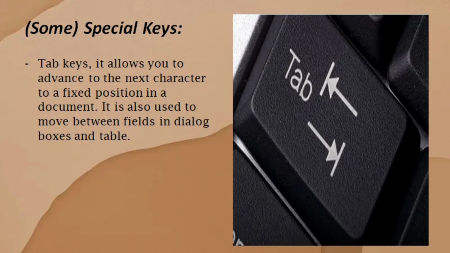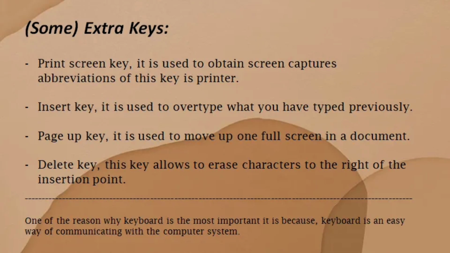Next, the tab key. It allows you to advance to the next character at a fixed position in a document. It is also used to move between fields in dialog boxes and tables. And here we have the print screen key. It is used to obtain screen captures. The abbreviation of this key is PrtSc. And the insert key. It is used to overtype what you have typed previously.